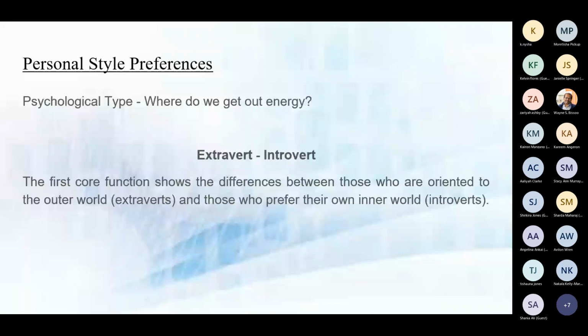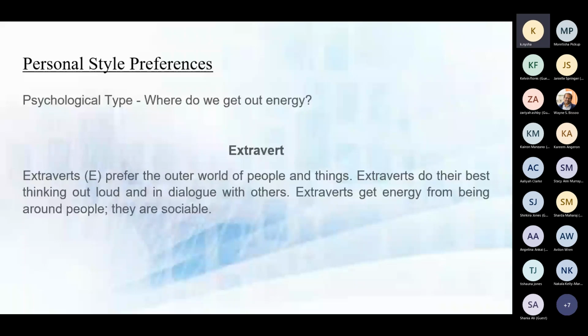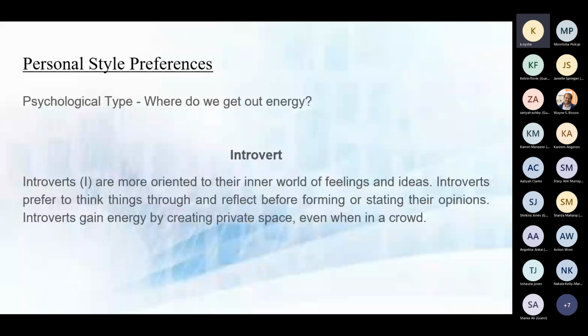Next slide. Extroverts prefer the outer world of people and things. Extroverts do best thinking out loud and in dialogue with others. So if this best suits you, you will just jot down E. Next slide. Introverts are more oriented to the inner world of feelings and ideas. You're going along with me, right? We're jotting down the letters as you go along. So you could either choose from E, which is extroverts, or I, introverts. Either or. Right, Zaria.